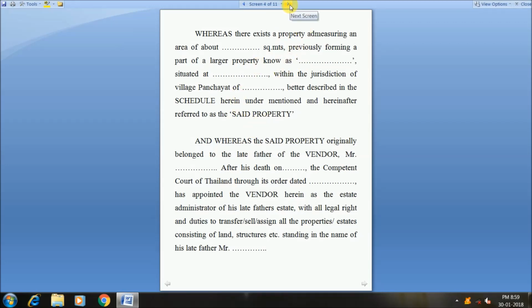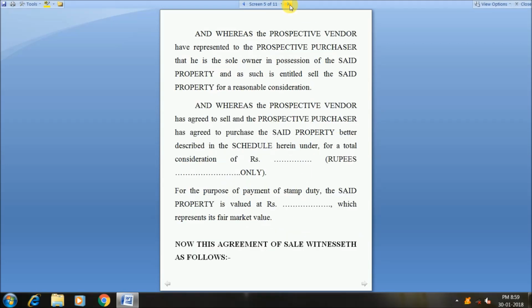Now finally, you have to state, and this is a standard clause which is always stated, "and whereas the prospective vendor has agreed to sell to the prospective purchaser, and the prospective purchaser has agreed to purchase the said property for a total consideration of rupees so and so." So you have to state the amount for which the agreement of sale is to be struck.